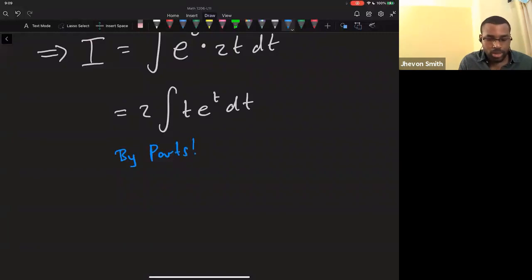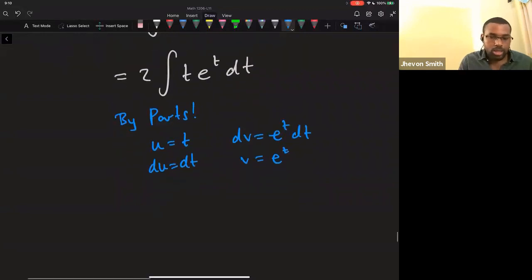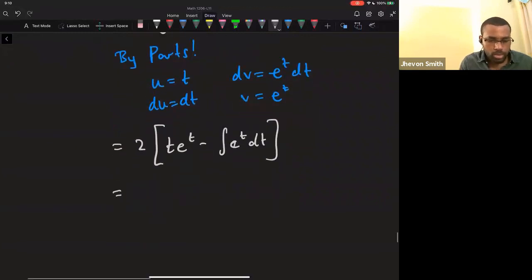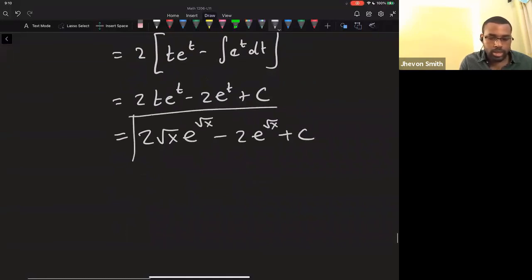It's a guy we've seen before, so I'll just run through it quickly. u equals t, dv is equal to e to the t dt, du is equal to dt, v is equal to e to the t. So this just becomes 2 times u times v minus the integral of v du. So that's just 2t e to the t minus 2e to the t plus c. But our t was radical x. So you have 2 rad x e to the rad x minus 2e to the rad x plus c. That's your answer.